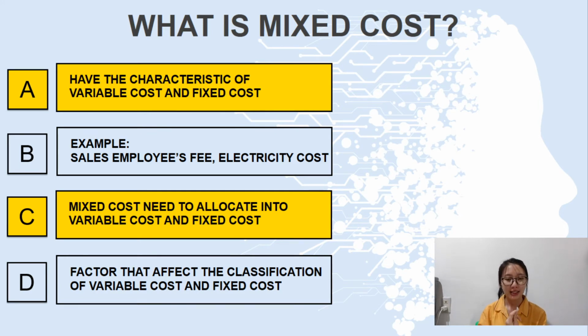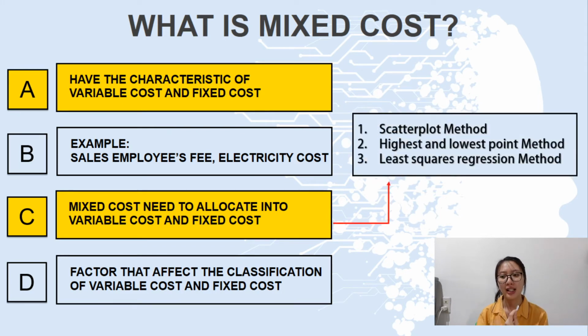Okay, and then the C point is fixed cost need to allocate into variable cost and fixed cost. Why? The question is why? The answer is to make the estimation of cost become more accurate. There are three methods that you can use: scatter plot, highest and lowest point, least square regression method. And then we'll just skip this one first and then I'll explain later.